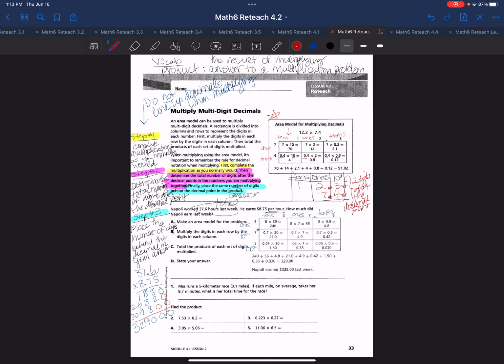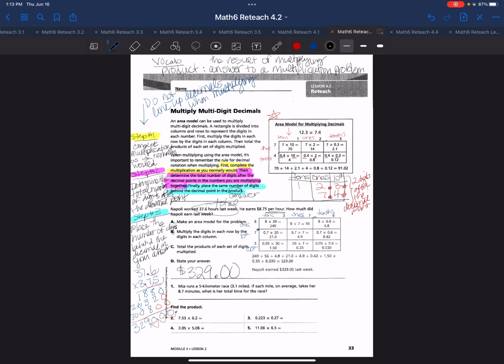So I have 1, 2, 3. So the total number of digits after the decimal point for this problem is 3 digits. So because it's 3 digits, I have to go to my product here, which is my answer, and count in 1, 2, 3. Then it says place that number of digits behind the decimal in your answer. So my answer would be $329. And because it's dollars, I'm only going to put 2 of the zeros as my answer.